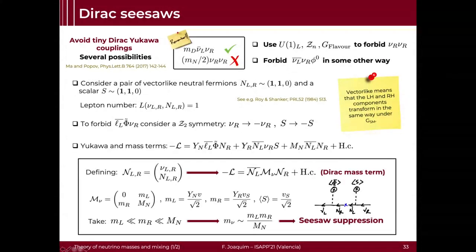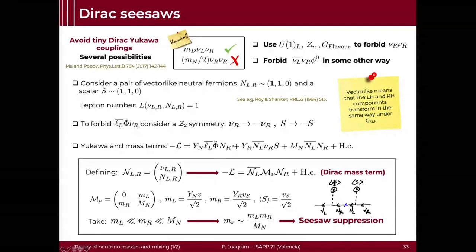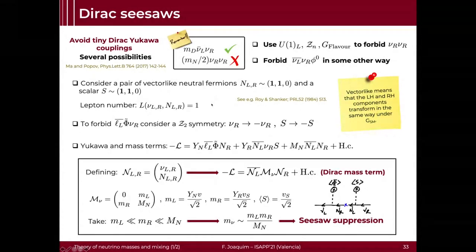So this slide. Yes. Okay, so I'm interested now in mechanisms for Dirac neutrino masses, where these Dirac neutrino masses are naturally suppressed. So we know that we have somehow to forbid this. We want a Dirac mass term, but we want to forbid this one because otherwise we know that we will end up with Majorana neutrino mass eigenstates. So you can do it however you want, with U(1)_L symmetries, Z_N, flavor symmetries, whatever.